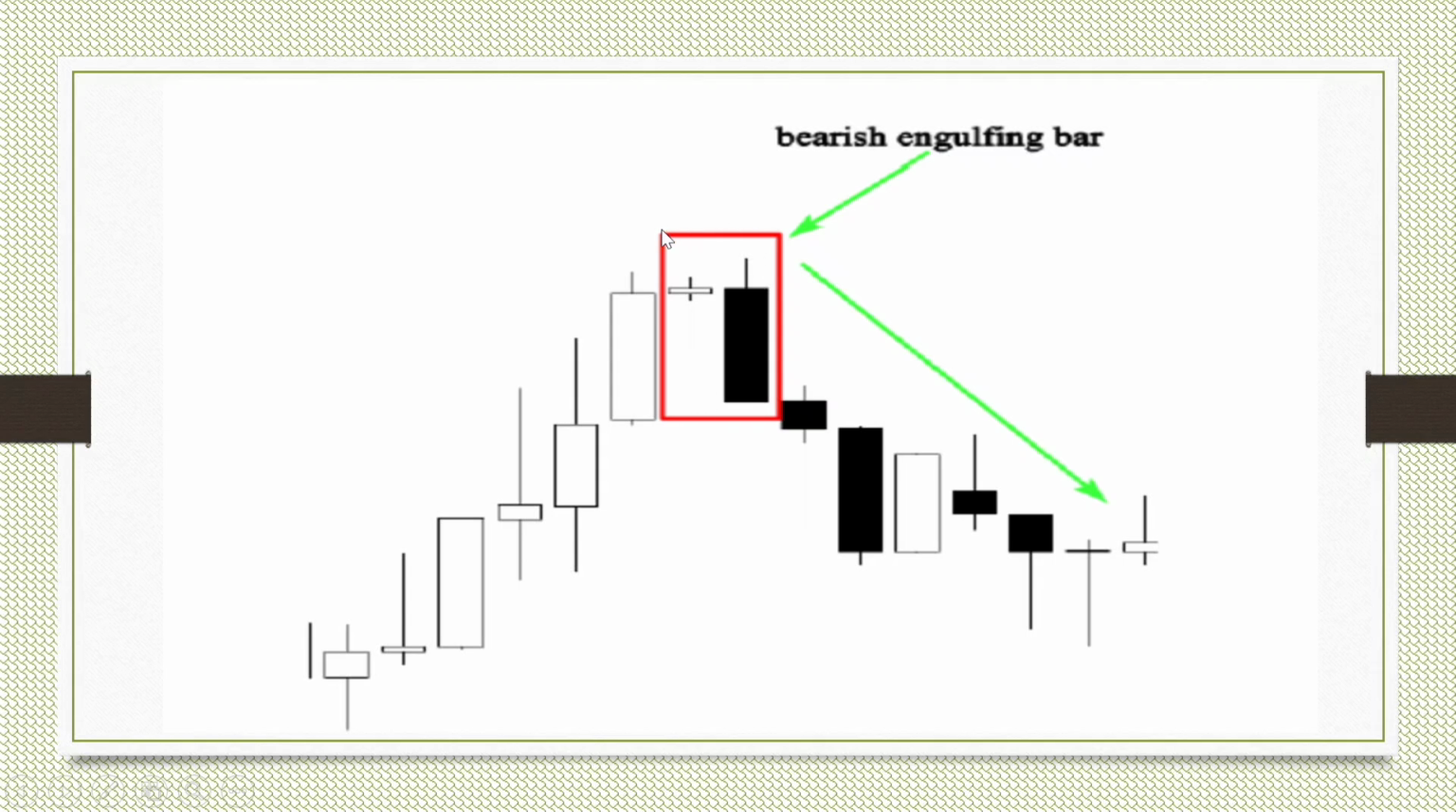Now what happened after these candles appeared? The sellers gained momentum. The sellers began to dominate price at that moment, and they caused price to go down, right? So this is essentially what I was trying to explain. This is it, guys. Bearish engulfing bar pattern. Now let's move on.